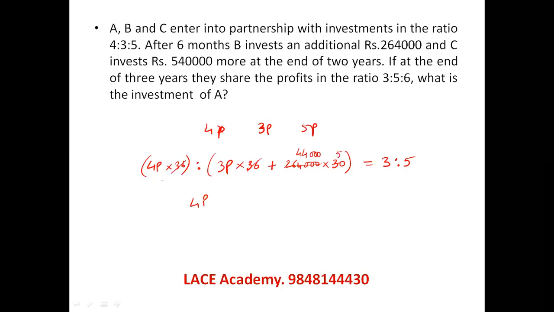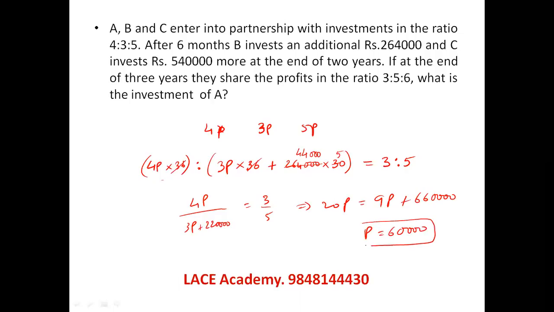So let's see what is happening. 4P by 3P plus 2,20,000 is coming as 3 by 5. We are getting 20P is equal to 9P plus 6,60,000, which gives 11P equal to 6,60,000, so P equal to 60,000. If P is equal to 60,000, what is the investment of A? It is asking 4P. So 4 times 60,000 is 2,40,000. I need not use C here, because only with A and B we can find the A value.